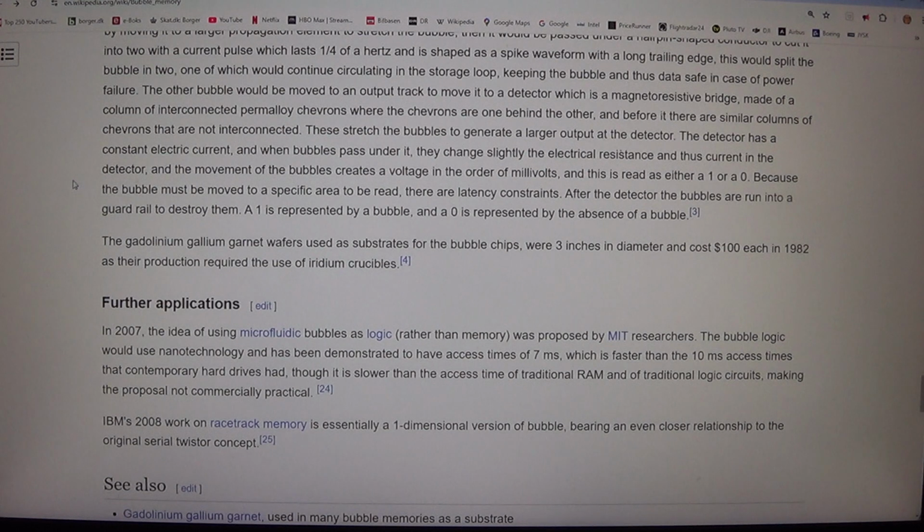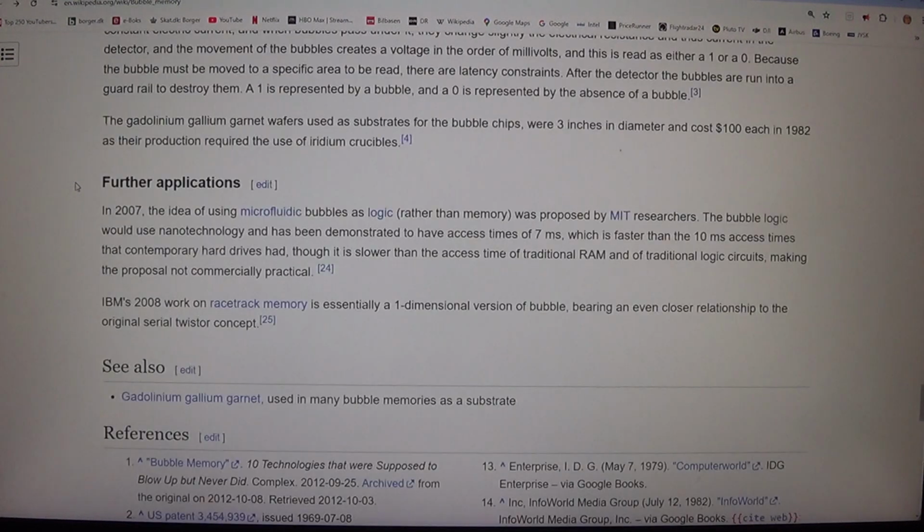Further applications. In 2007, the idea of using microfluidic bubbles as logic rather than memory was proposed by MIT researchers. The bubble logic would use nanotechnology and has been demonstrated to have access times of 7 ms, which is faster than the 10 ms access times that contemporary hard drives had, though it is slower than the access time of traditional RAM and of traditional logic circuits, making the proposal not commercially practical.